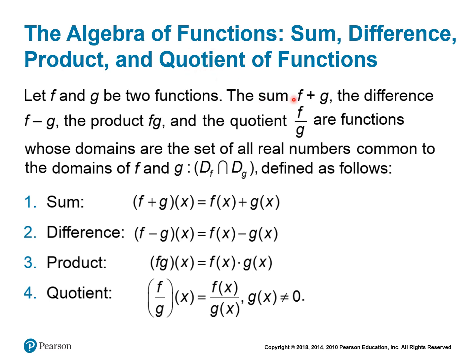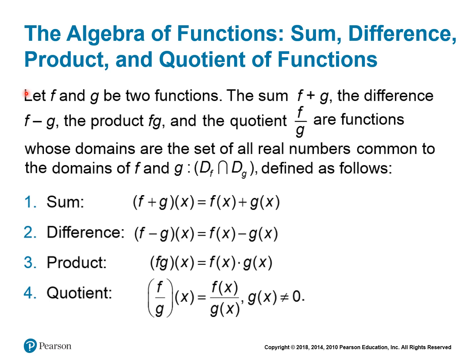So the sum, f plus g, so we can take two functions and add them. We can take two functions and subtract them. We can multiply two functions, and we can divide two functions. And when we combine the functions in this way, a completely new function is produced. All right, so let's say we are combining f of x with g of x. The result is another function, maybe h of x.